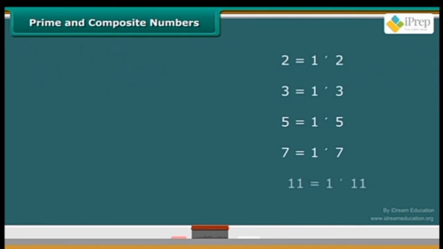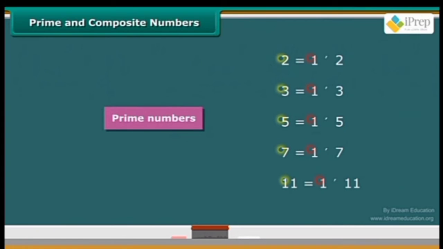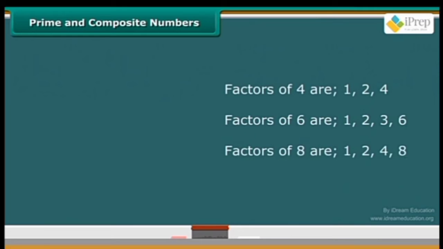Number 1 has only one factor, the number 1 itself. 1 is a unique number. Look at the numbers 2, 3, 5, 7, etc. These numbers have exactly two factors, 1 and the number itself. The numbers that have only two factors are called prime numbers. Some other numbers like 4, 6, 8, etc. have more than 2 factors. Numbers that have more than 2 factors are called composite numbers. Number 1 is neither prime nor composite.